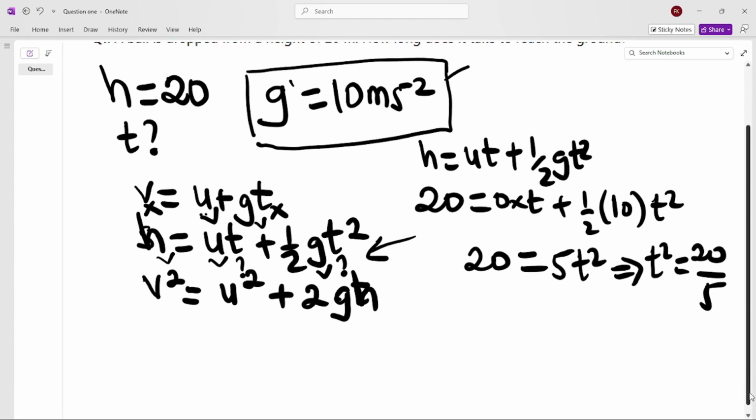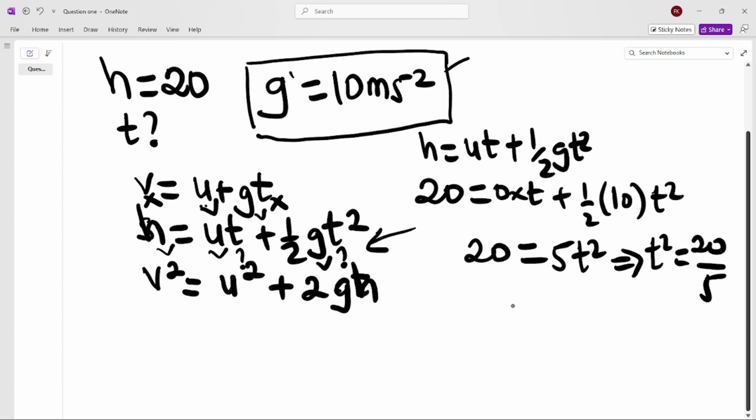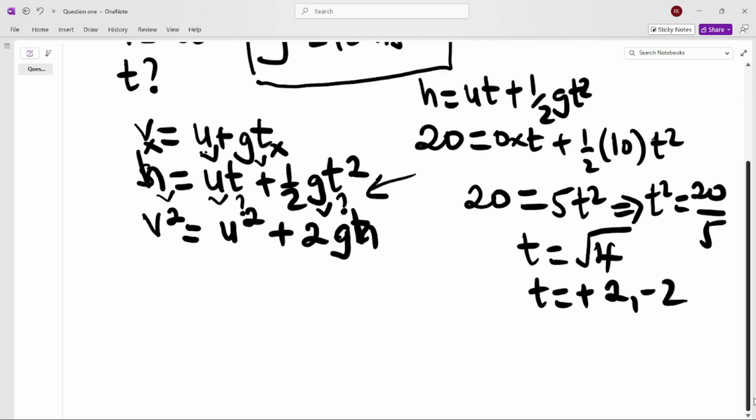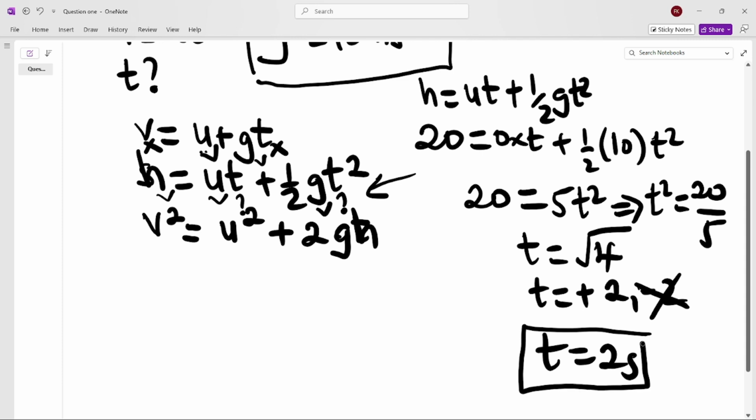20 over 5. Then take the square root of both sides. T is equal to the square root of 20 over 5, which is 4. So T is equal to plus 2 or negative 2. But since time cannot be negative, we are not focusing on the negative sign. T is equal to 2 seconds. So the time is 2 seconds. That's correct. So you had it correct.